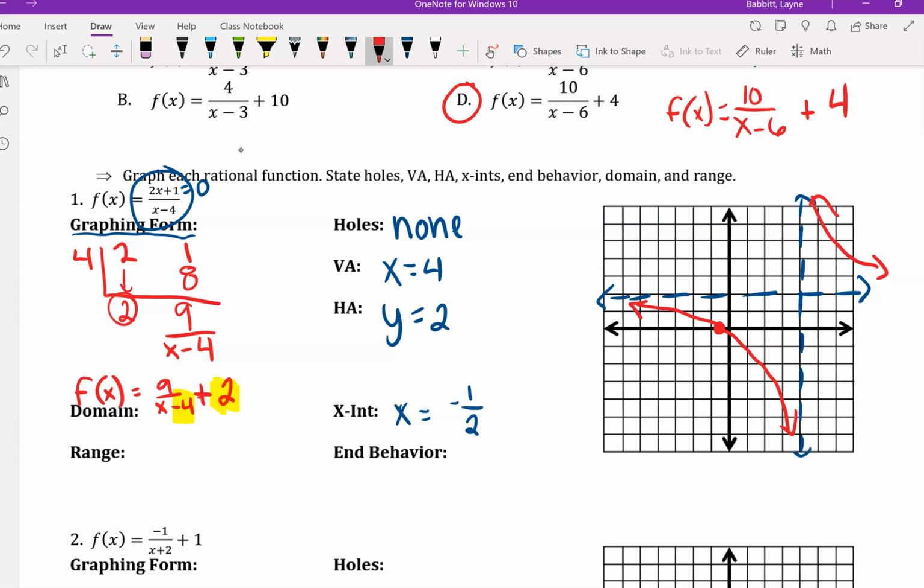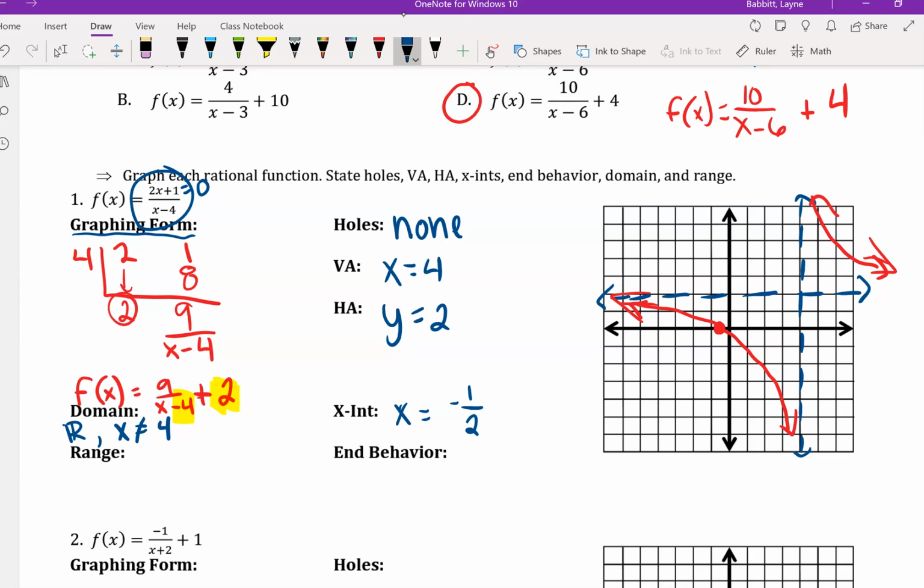Last couple questions, it asks for domain, range, and end behavior. So domain, how far left does it go? How far right does it go? So it goes forever left and forever right, but there is a vertical asymptote, and it's never going to touch that asymptote. So the domain is all real numbers except x cannot equal 4, which is where the vertical asymptote is.